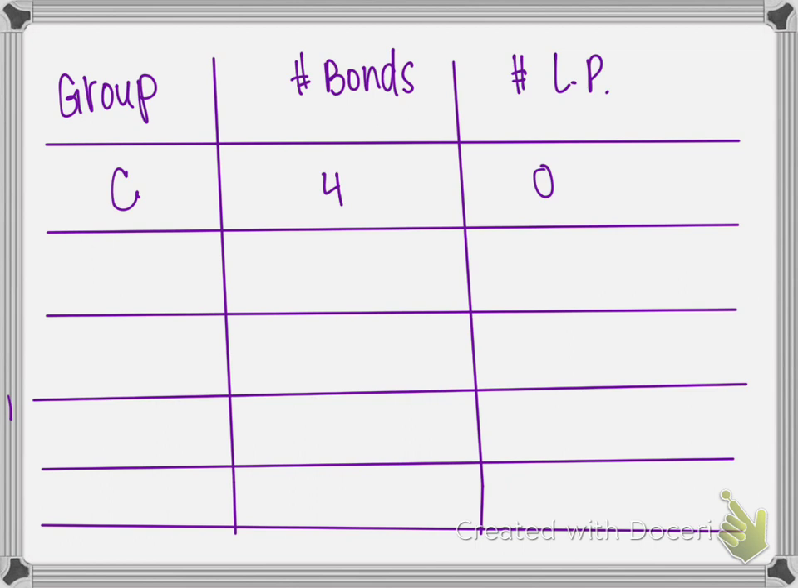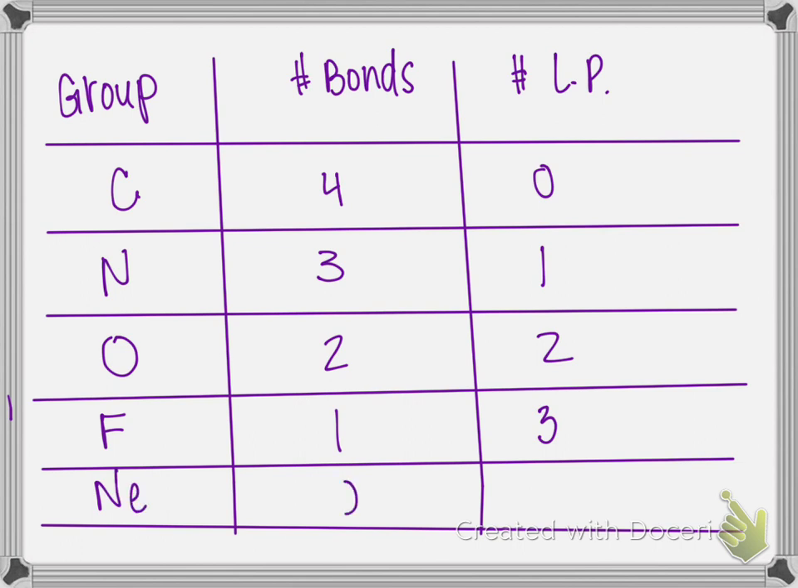Move over to nitrogen's group. It likes to have 3 bonds, 1 lone pair. Oxygen's group likes to have 2 bonds, 2 lone pairs. Fluorine's group likes to have 1 bond, 3 lone pairs. And then neon's group likes to have no bonds and 4 lone pairs, right? It doesn't want to bond.